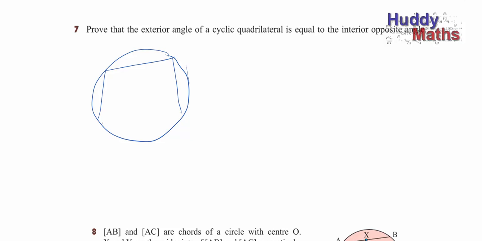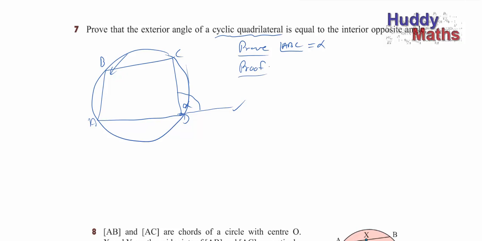So here's A, B, C, D. That's all cyclic there. A, B, C, D. And the exterior angle is, as with triangles, a side extended. So we're trying to prove that this angle alpha, prove angle ABC inside there, the interior opposite, equals alpha. Now, the exterior angle is defined as the angle between a continued side and one of the other sides. So first of all, we haven't got much. We've got a cyclic quadrilateral. So your proof will involve that.